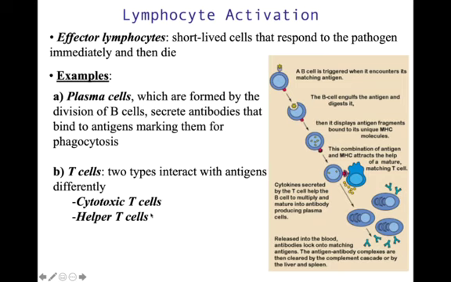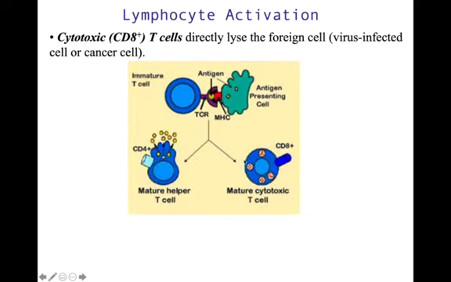Okay, you'll also produce what are called helper T cells. So whereas the B cells only produce one type of effector lymphocyte, plasma cells, T cells, when activated, produce two types of effector lymphocytes: killer T cells and helper T cells. All right. So we know what the killer T cells do. These are the ones that cause the apoptosis, right?